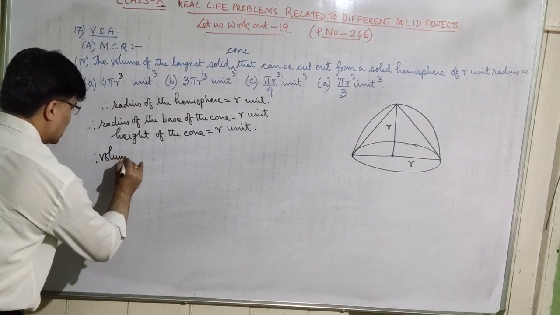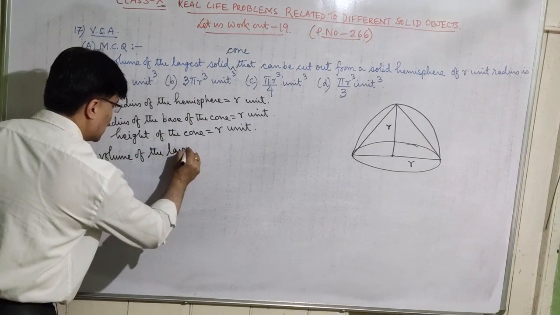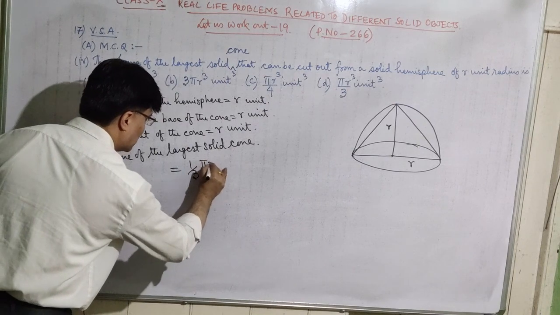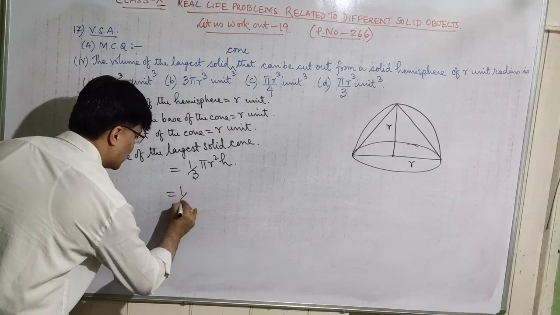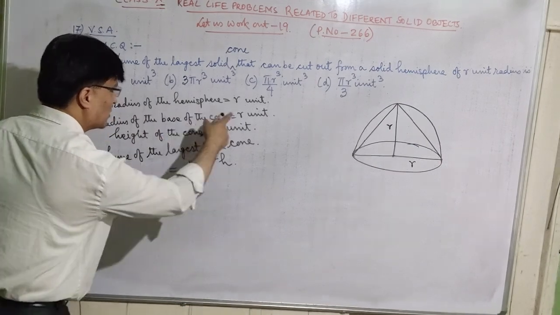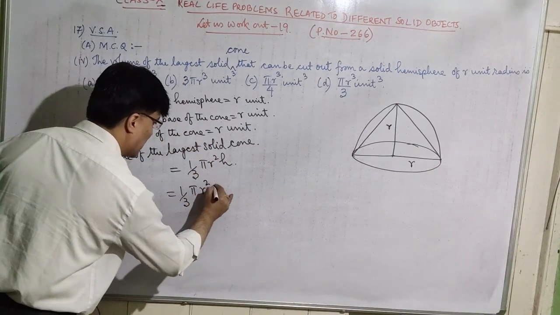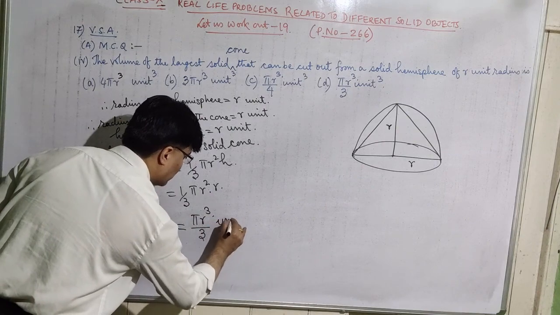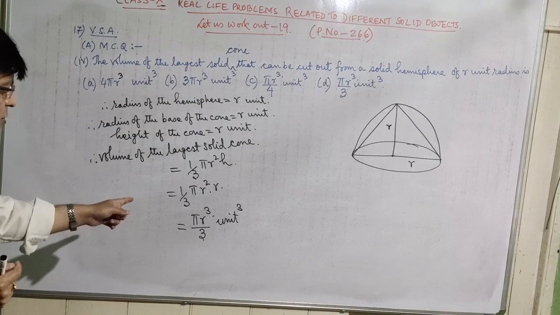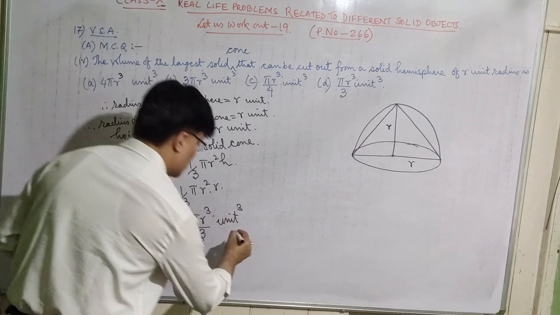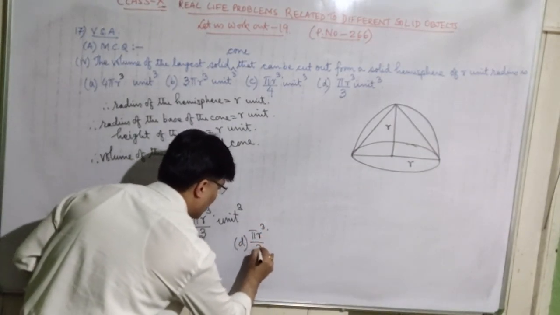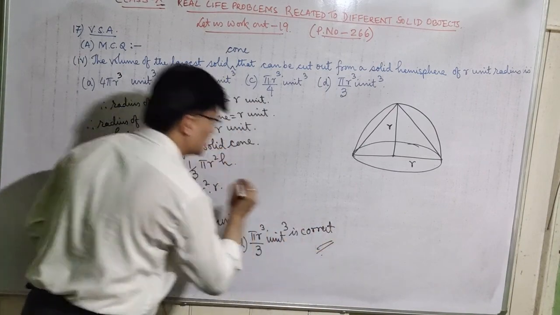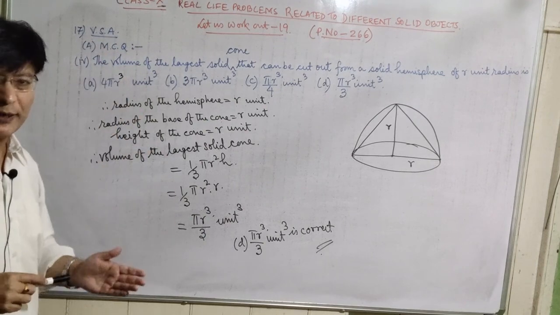Therefore, the volume of the largest solid cone is equal to, what is the formula? 1/3 pi r square h. So it is 1/3, this is pi. What is r? R is the radius of the base of the cone, that is r. That is r square into the height of the cone, that is also r. So which is equal to pi r cube by 3 unit cube. Okay, so which is the correct option now? It is number D. So here you can write D, pi r cube upon 3 unit cube is correct. So this is the final answer. So I think you have understood it. So you can copy it. Now we'll do the next question.